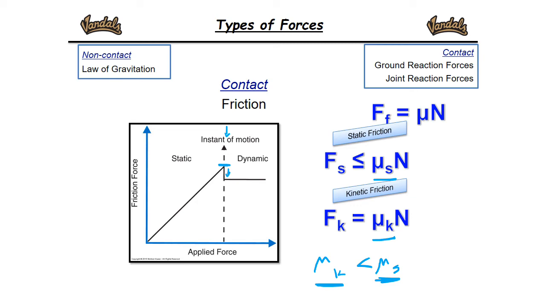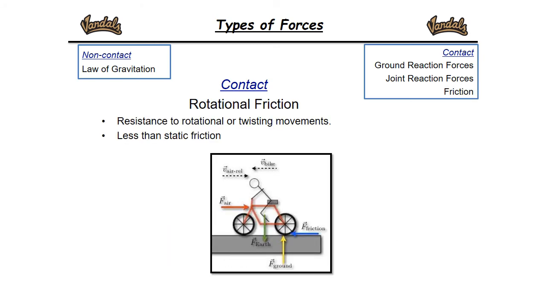Just know that your coefficient of kinetic friction is less than your coefficient of static friction. As we're moving, the frictional force is still opposing the motion or impending motion, but it is less than the static friction. Kinetic friction is also referred to as your rolling friction as well as your sliding friction. These are each examples of kinetic friction. Rotational friction is resistance to rotational or twisting movements. These are like the wheel or anything that is rolling on top of bearings. And again, this is less than your static friction because it's actually in motion.